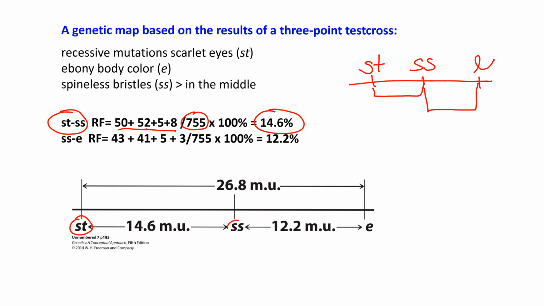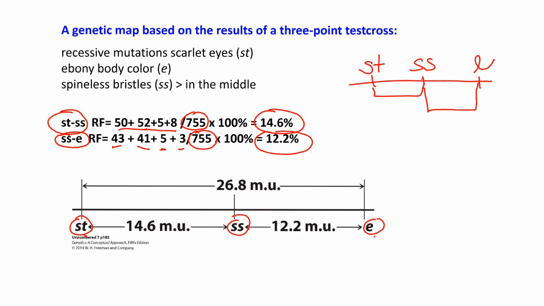map units. You do the same for the recombinants between SS and E. Here the recombinants between SS and E are 43 and 41, and again you have to include double recombinants, and you proceed the same way, dividing by the total number, and you find the recombination frequency is 12.2. So the distance between SS and E is 12.2 map units. If you add them together, the distance between ST and E will be 26.8 map units.